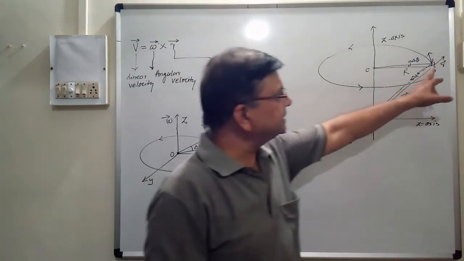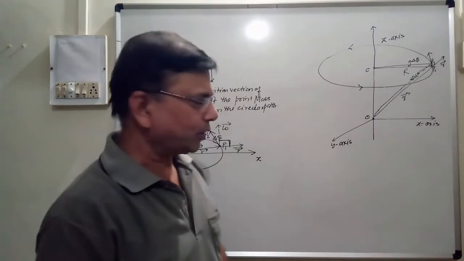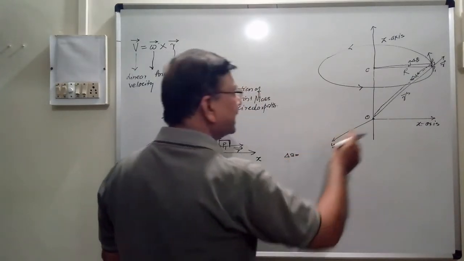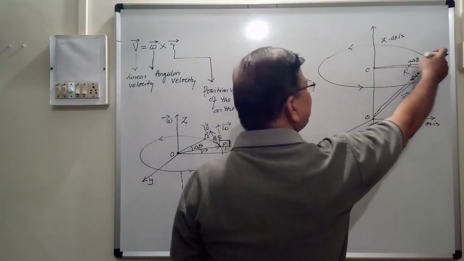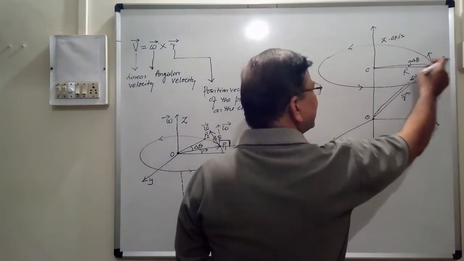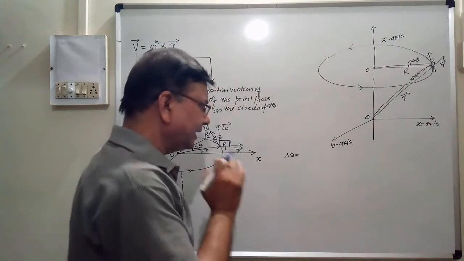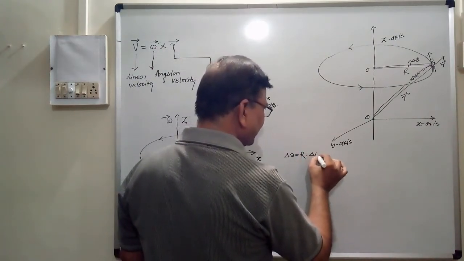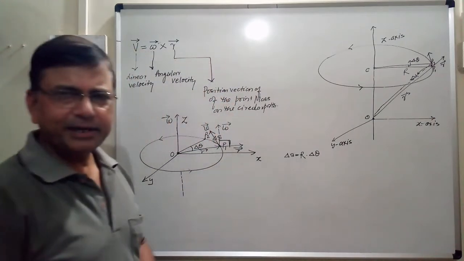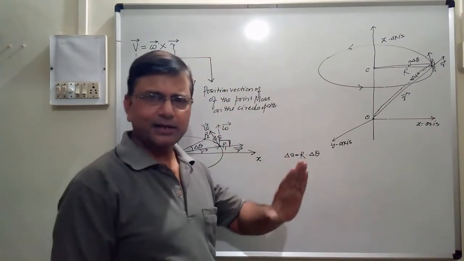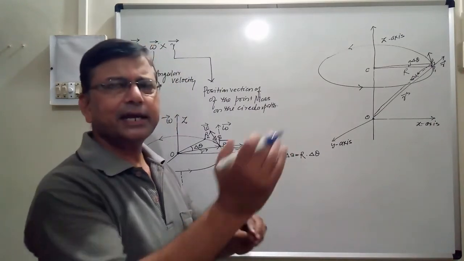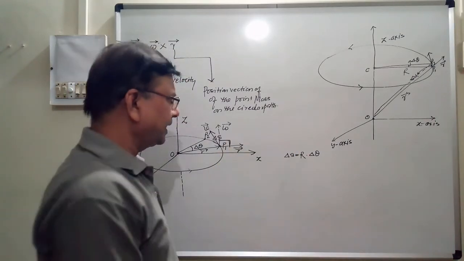It means this distance P1, P2 will be very small. Here also I can write delta S, that is along this circular path P1, P2, this distance, and this is delta S. Delta S is equal to capital R into delta theta. In geometry in the lower classes we have studied R into delta theta is equal to delta S. This is measured along the circular path.